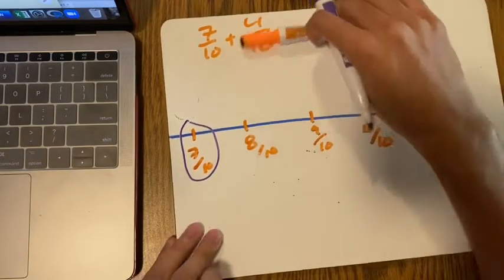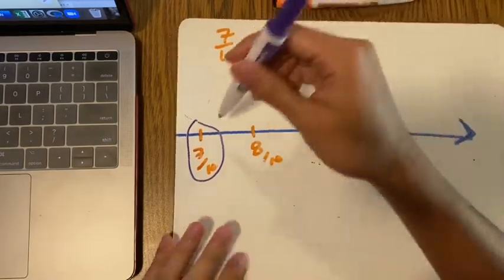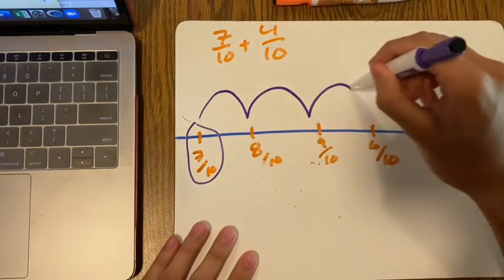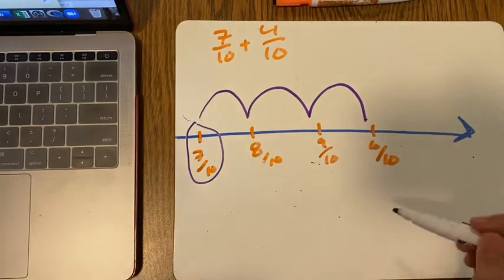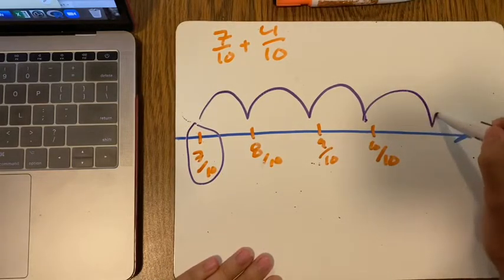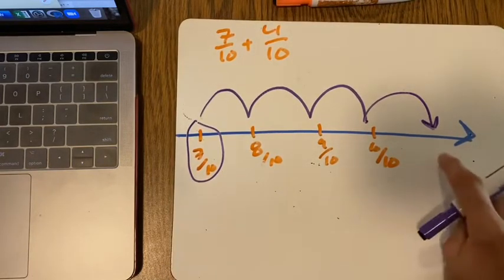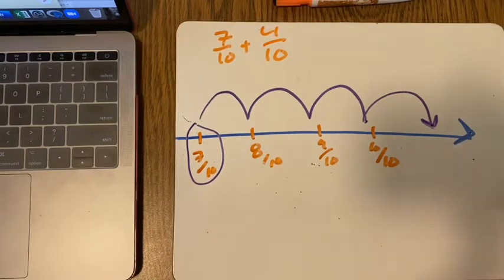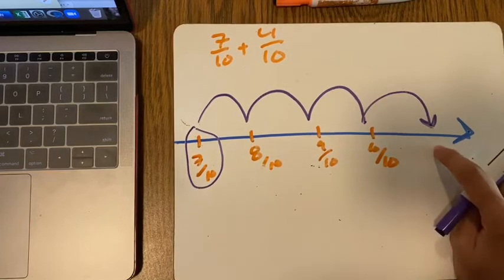And I'm adding 4. So let's go ahead and add 4. 1, 2, 3. Oh no. 4. I have no idea, everybody, what goes here. I have no idea what comes next. I stopped at 10 over 10. So what's going to come here?